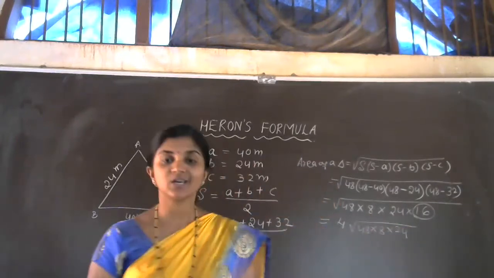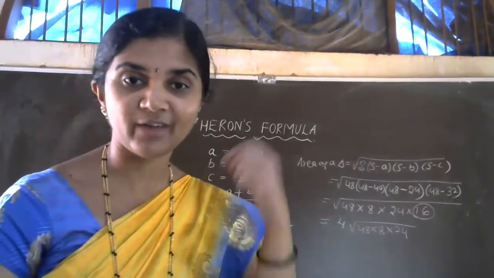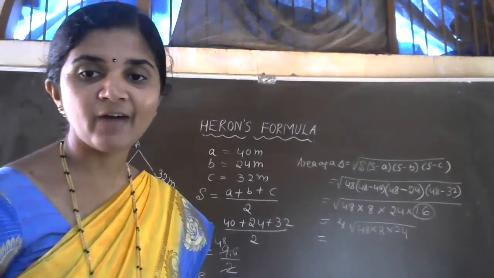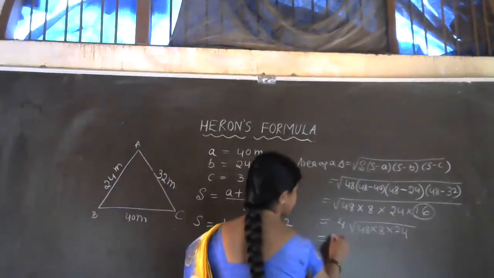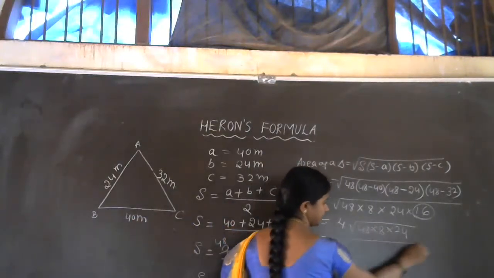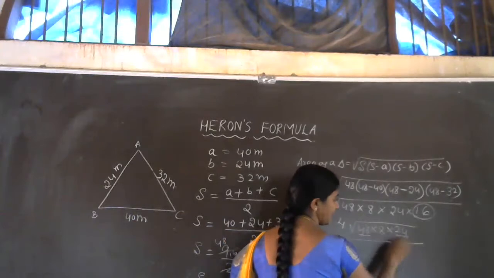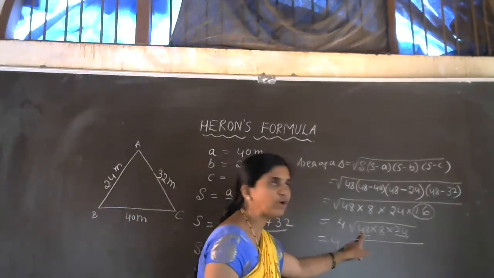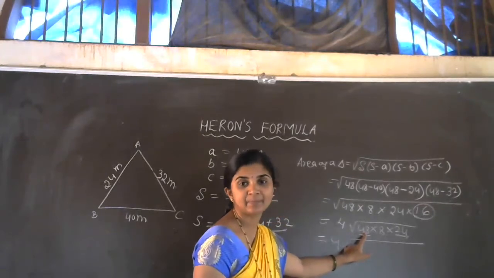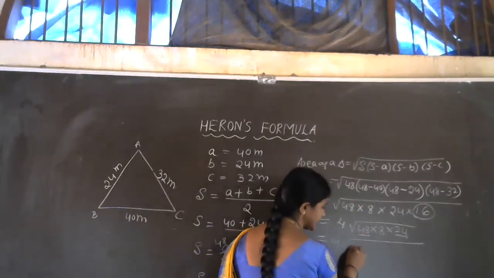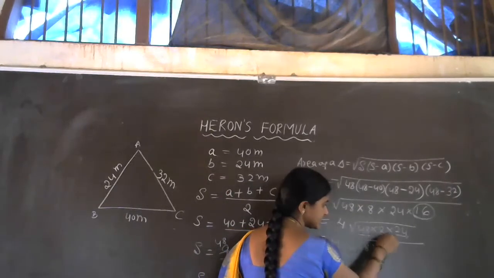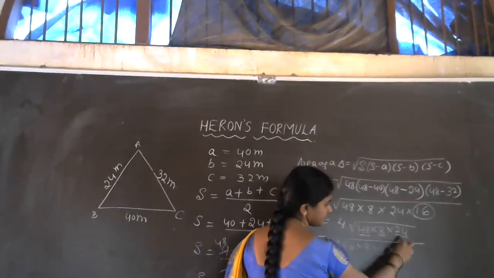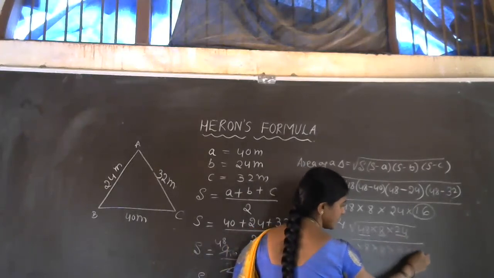What next? How can we simplify further? We have to think how we can split this. So 4 comes out. Next, 48 and 24, we have to split. How can we split 48? 8 sixes are 48, so 8 into 6. Then this 8 is there as it is. Next, 24 is 6 fours. Can I write 6 fours? Yes.